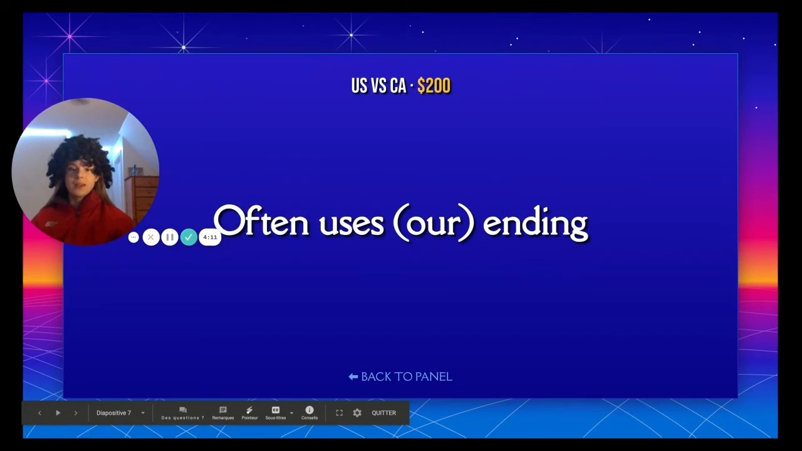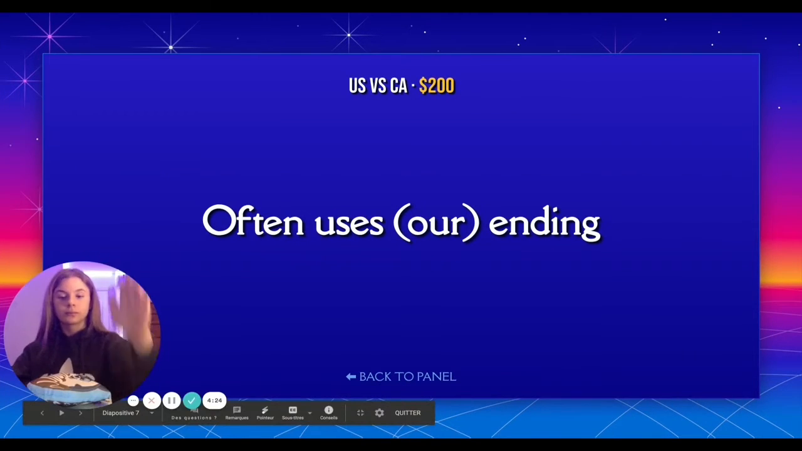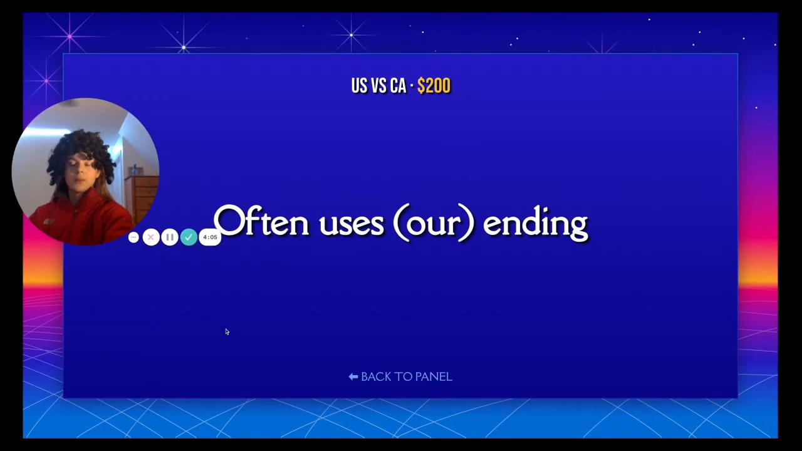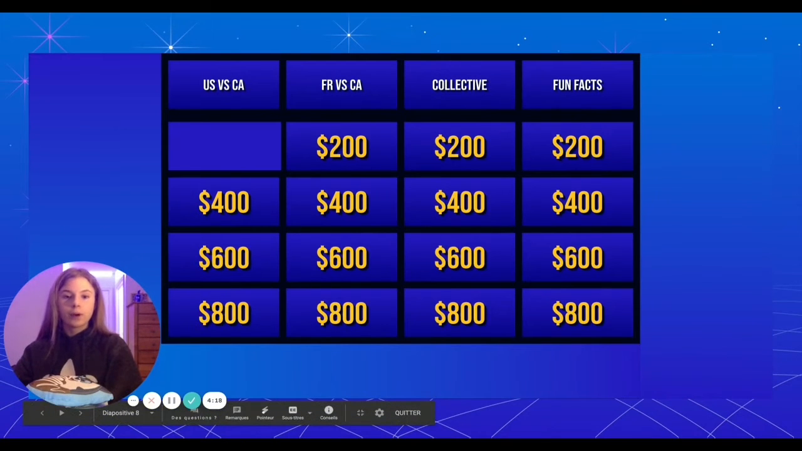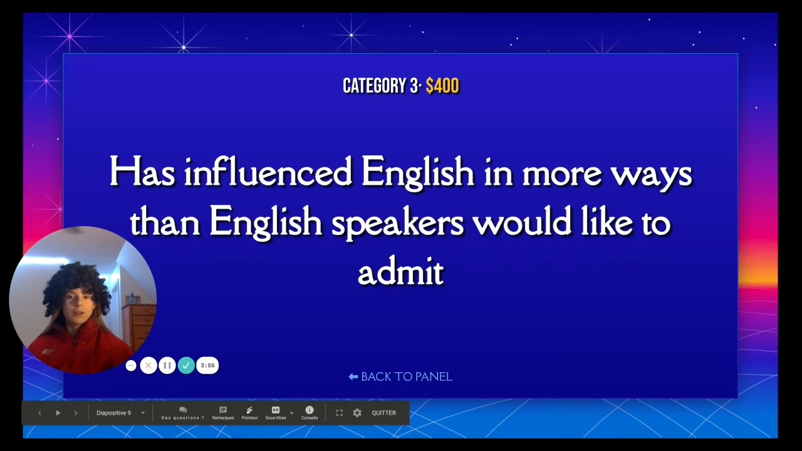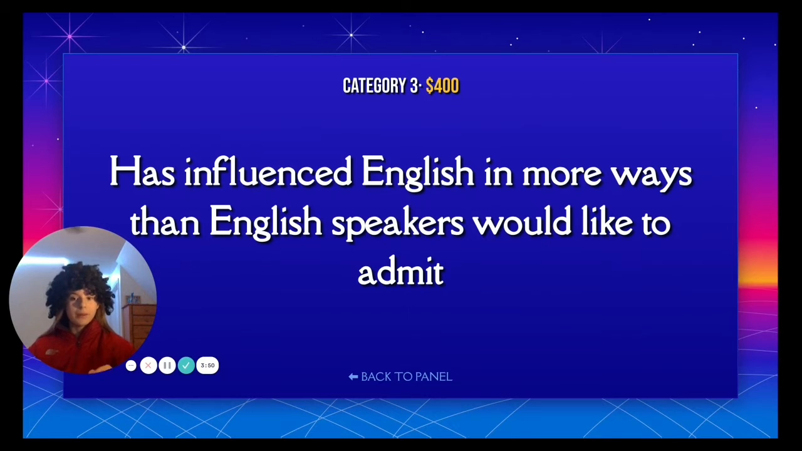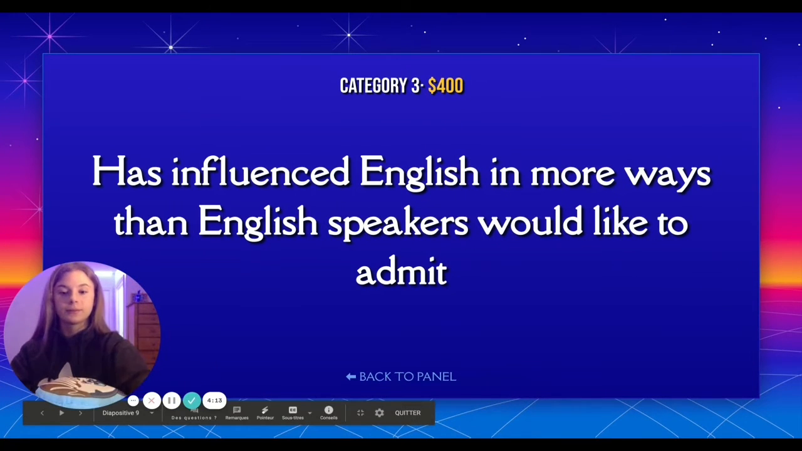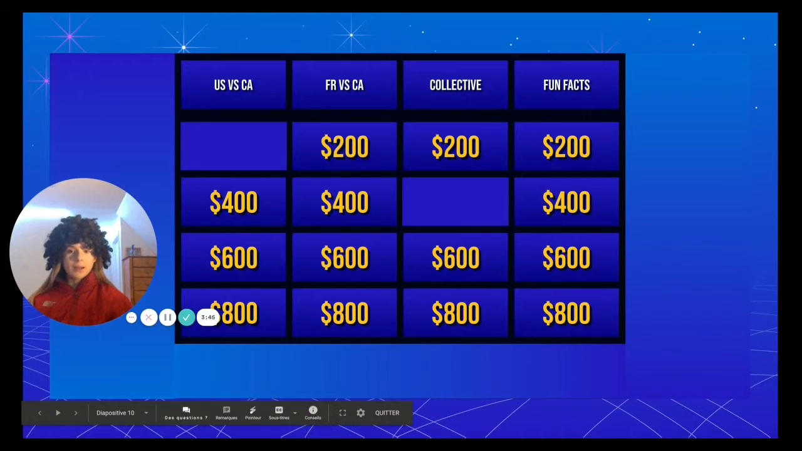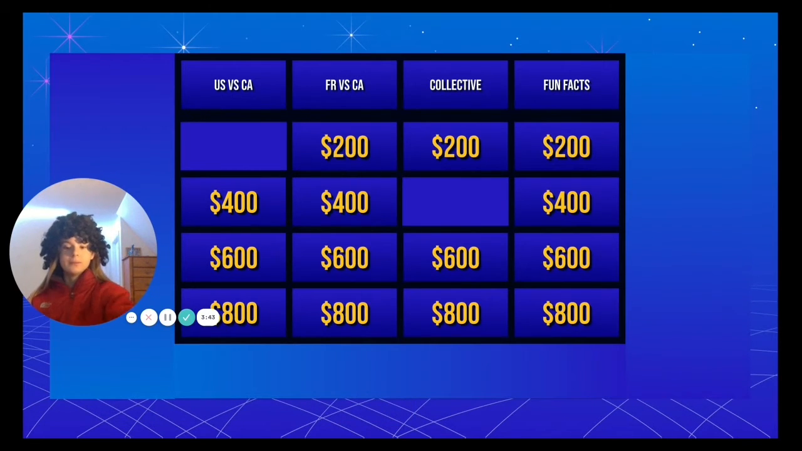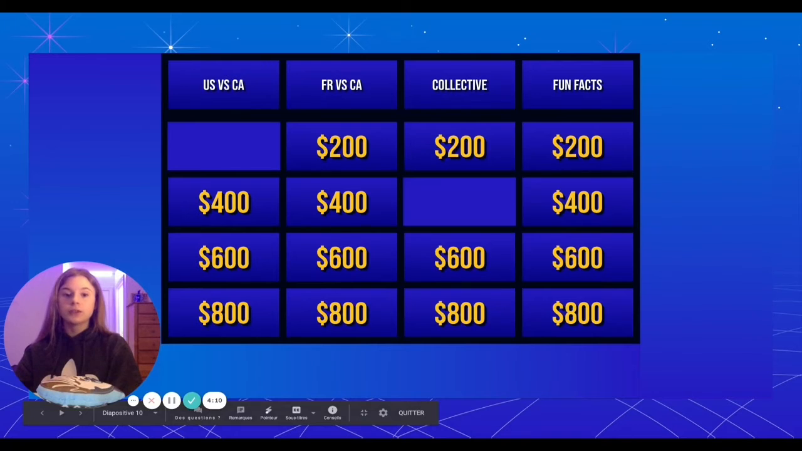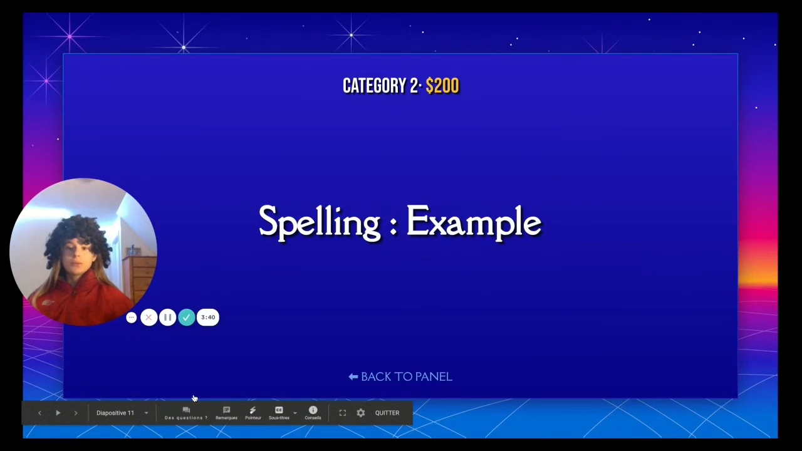Okay, so US versus Canadian English 200: often uses our as an ending. Canadian English. Yes, that's the correct answer. Now you get to pick the next category or stay in the same one. Collective 400. Okay, category 3, $400. Has influenced English in more ways than English speakers would like to admit. French. Congratulations, Camille Leblanc, that's the correct answer. You can pick the next category. French versus Canadian English 200, please.